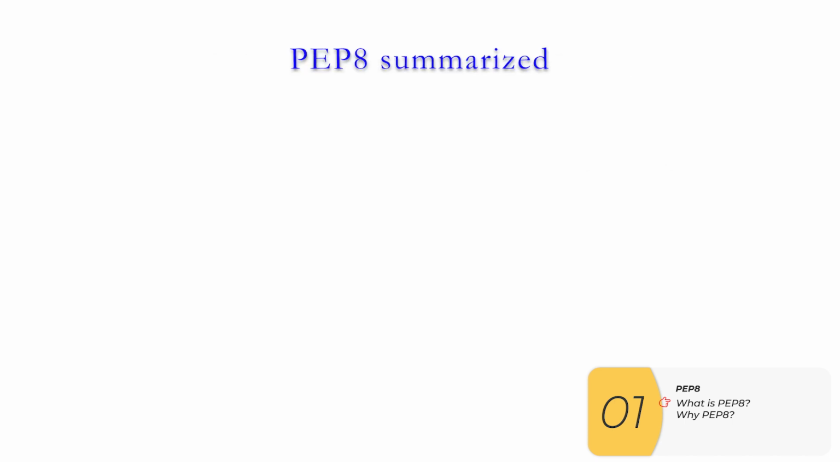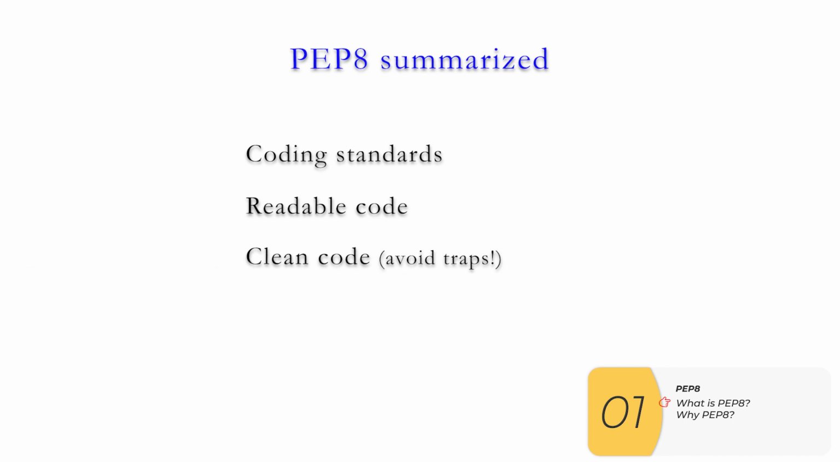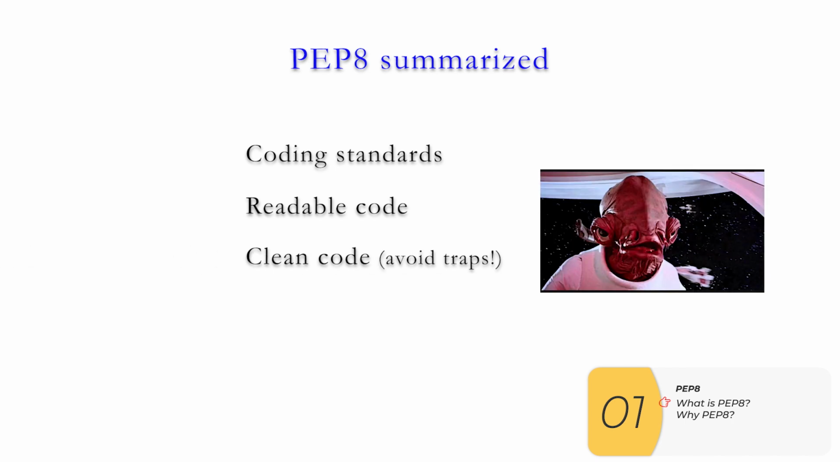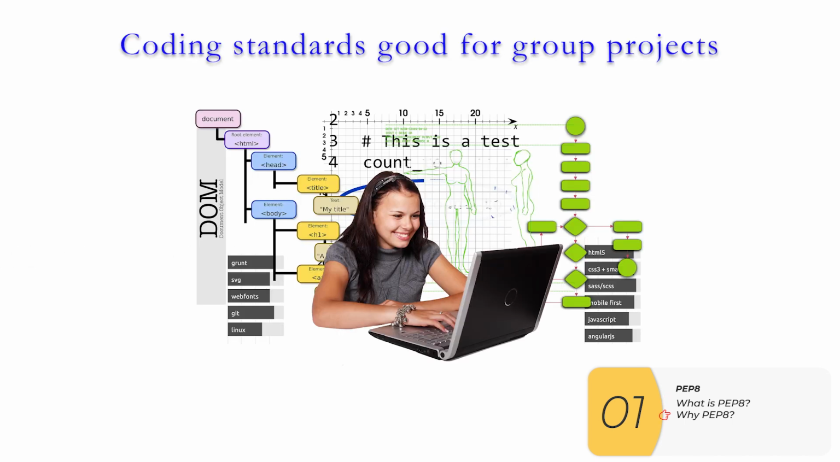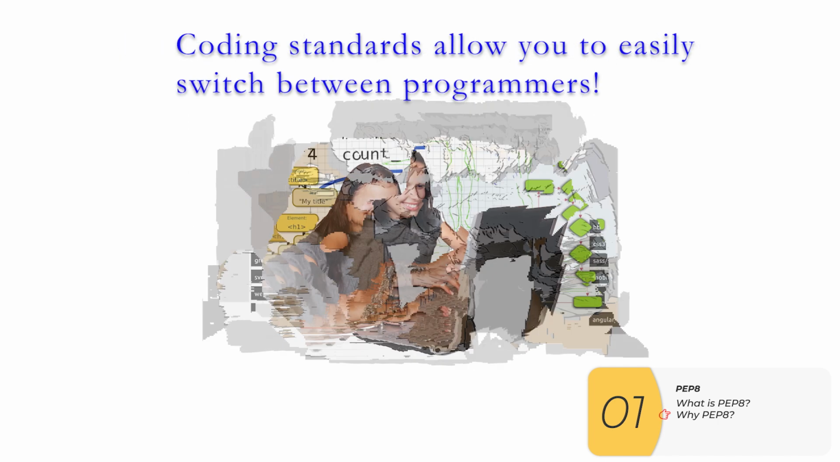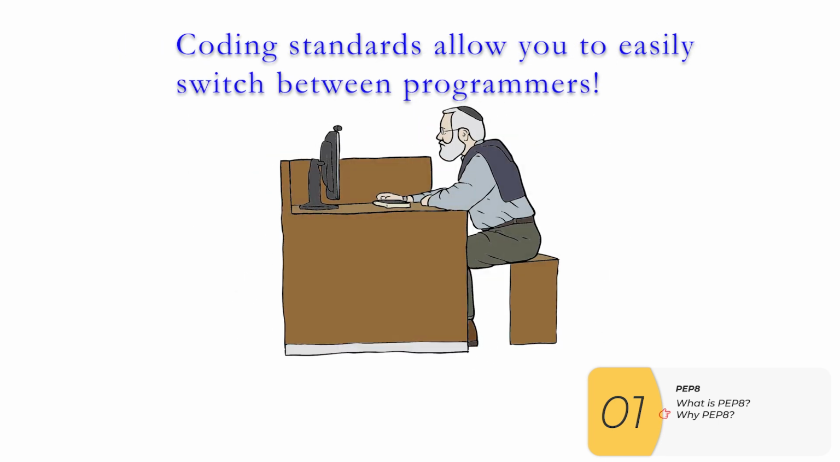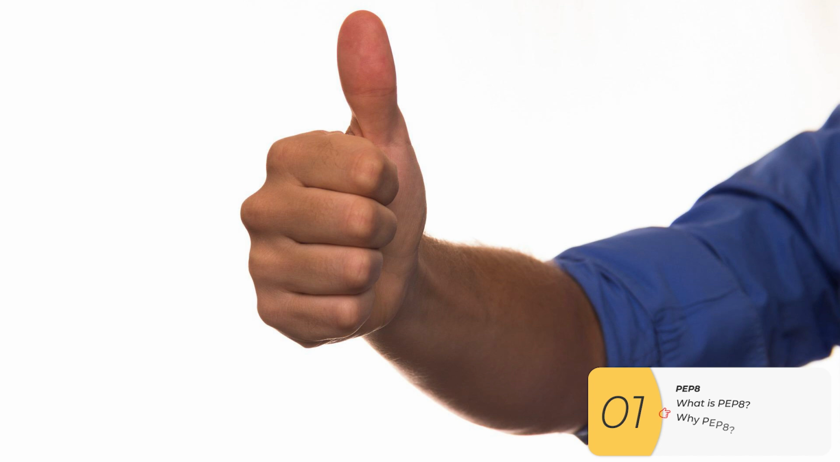So what is PEP8? Well, they are coding standards that help enforce readable code and clean code. And when you have clean code, you can avoid traps that lead to problems for you. Coding standards are especially good in group projects because they allow you to switch from one programmer to another programmer seamlessly, because they're both going to program in the same clean way.